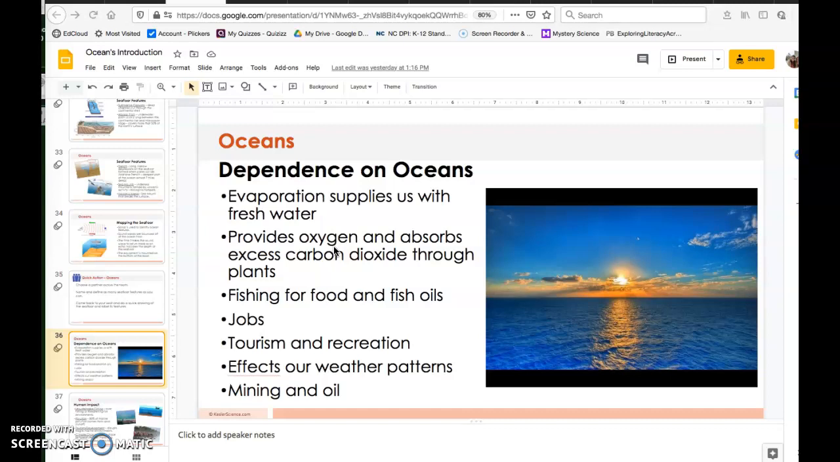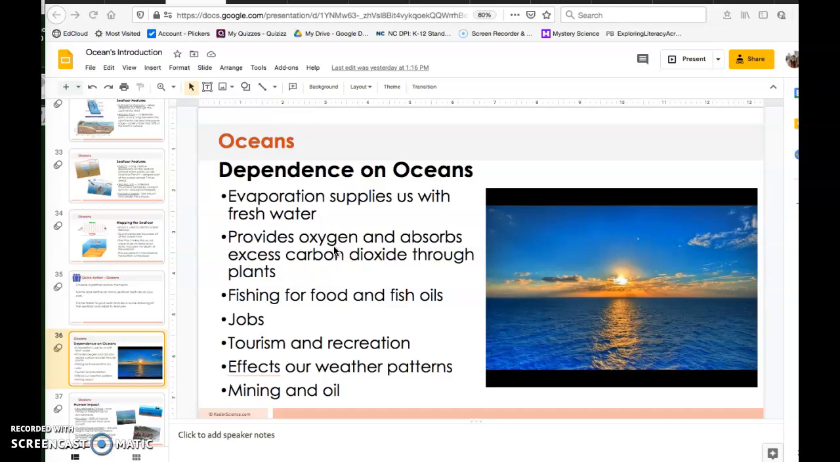But our dependence on the oceans, why do we care? Evaporation supplies us with fresh water. So if we didn't have the heat from the sun evaporating the liquid ocean salty water and making it water vapor, and then eventually condensing it into clouds and raining, we wouldn't have fresh water to begin with.